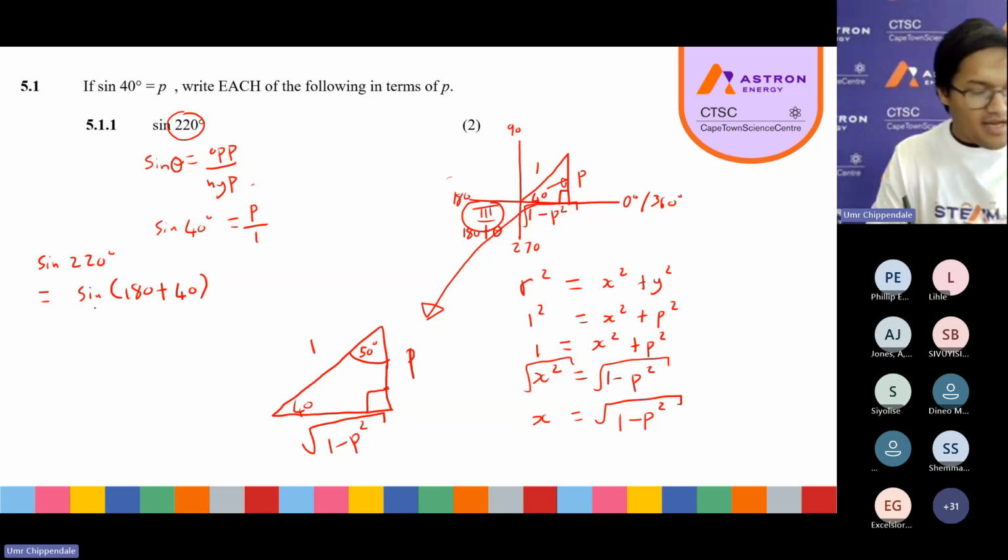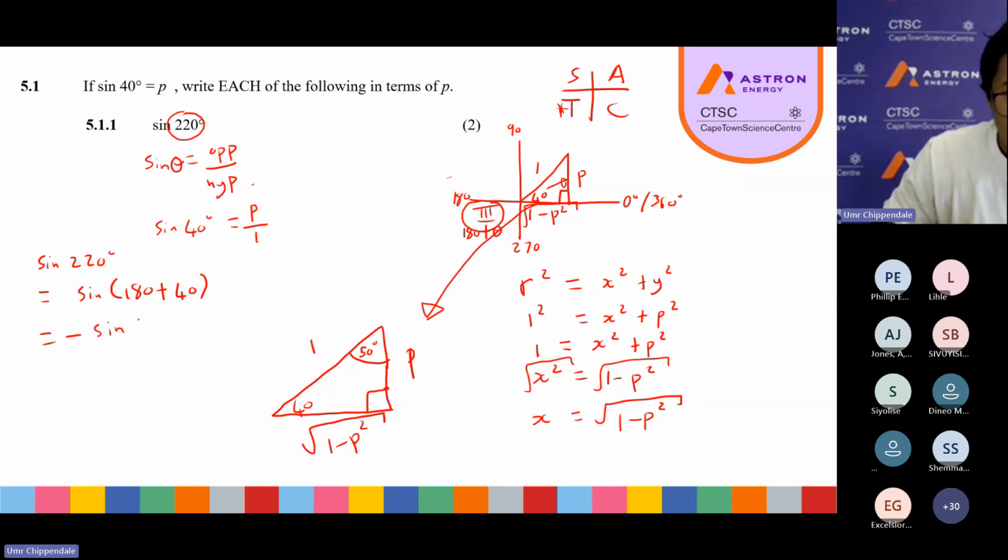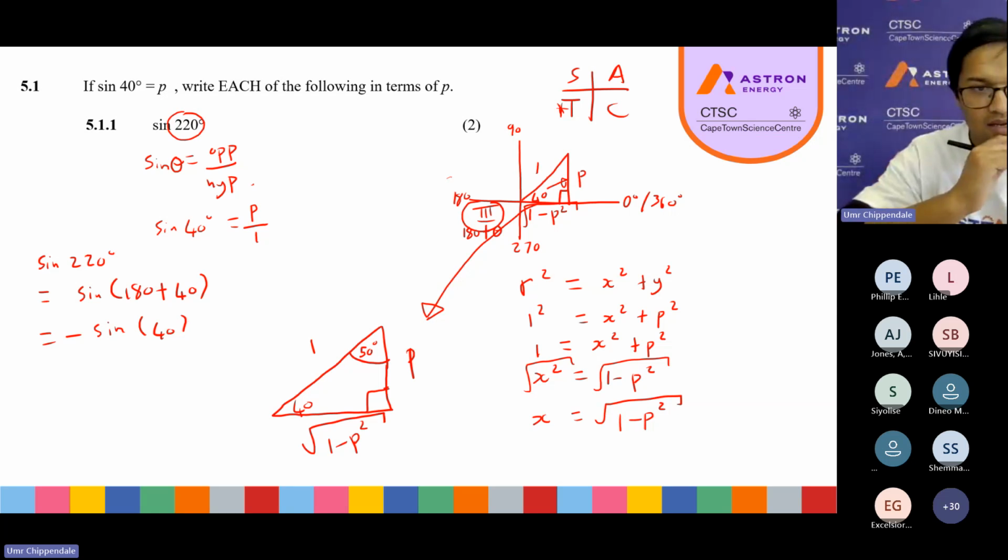But what is sine within that particular quadrant? Well, if we go over here, by now you all should be familiar with the diagram CAST. So it's in number 3, so it's in this one over here. Therefore, this is going to be equal to negative sine of 40. So now we made it an acute angle, and now we have negative sine of 40.